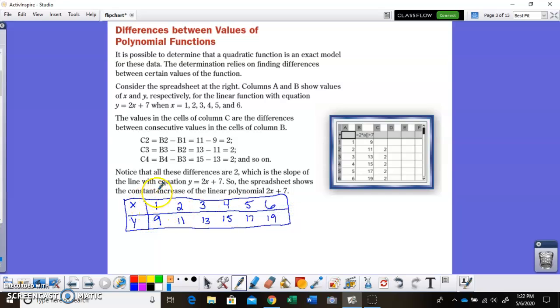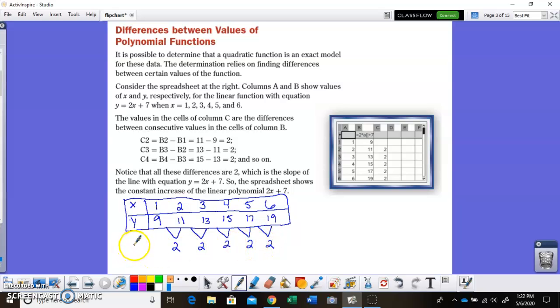All right, now I'm actually going to do some subtractions here. I'm going to take the second term, which is 11, and subtract 9. And what that gets me is a positive 2. If I take 13 and subtract 11, I get a positive 2. If I take 15 and subtract 13, I get a positive 2. 17 minus 15 is also positive 2. And 19 minus 17 is a positive 2.